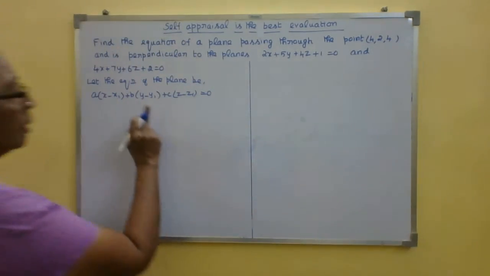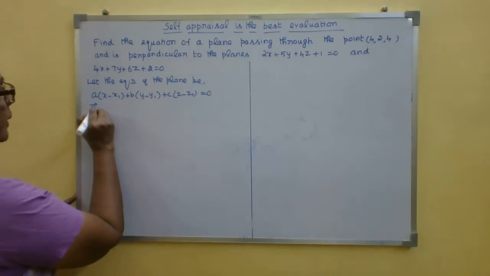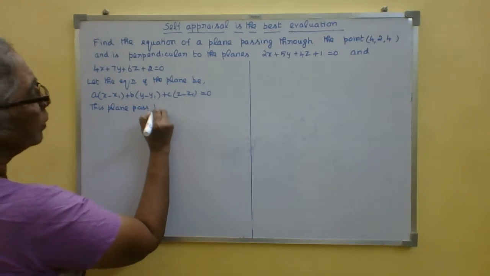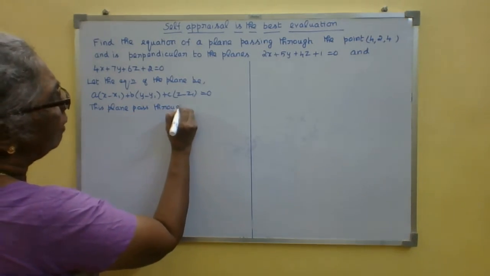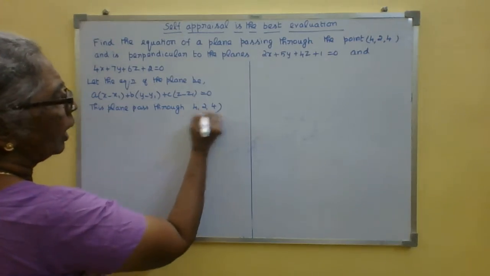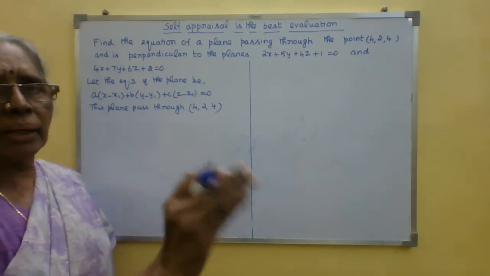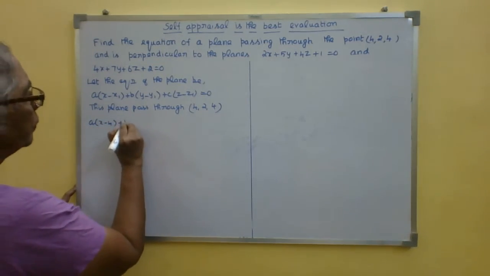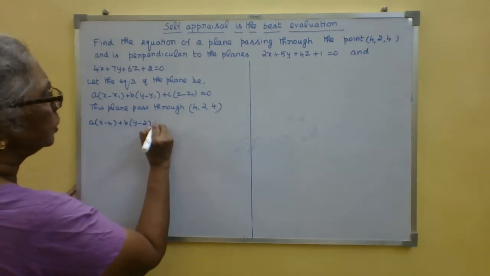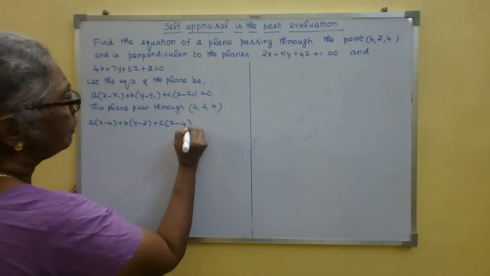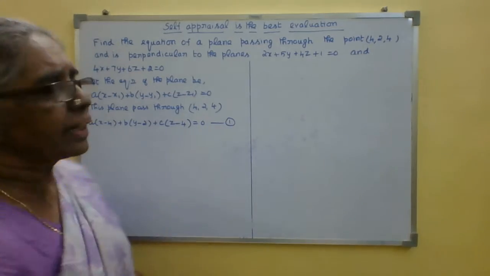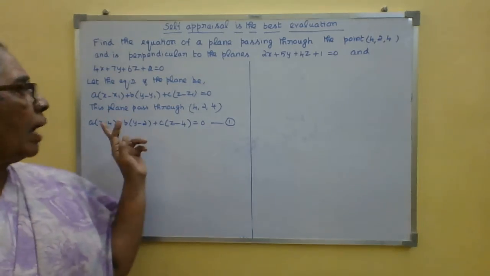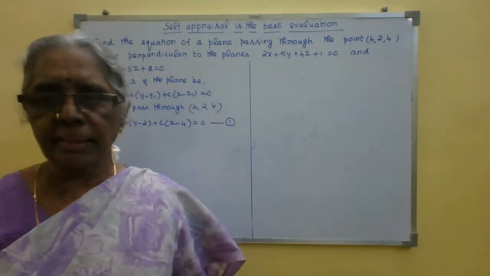Now this plane passes through the point (4, 2, 4), which is given in the sum. So you have to substitute it in place of x1, y1 and z1. You will get a(x - 4) + b(y - 2) + c(z - 4) = 0. Mark it as 1, because this is the equation of the required plane. Finally you will find the values of a, b, c and then substitute.